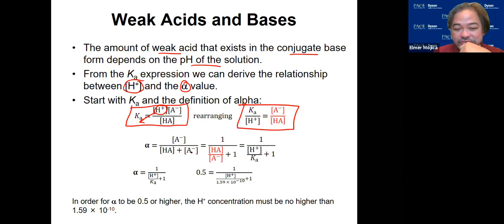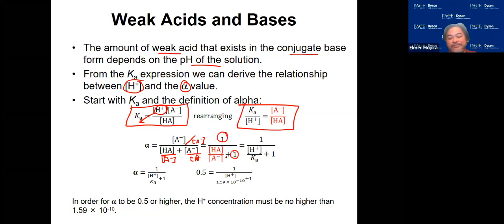So what are we going to do with this one? We can simplify this by dividing all of them by A minus. That's why you have here a 1 and a 1. Because you divide this by A minus here, you divide this by A minus here. But when you do that, you also divide this by A minus. That's why you end up with that one. And you have an A minus over HA here, so that is equivalent to that one. We substitute this with this, you end up with this one. So HA over A minus, so that will be H plus over Ka.